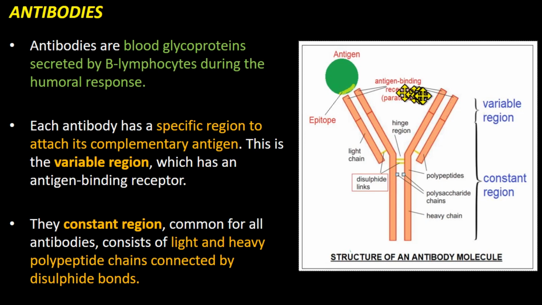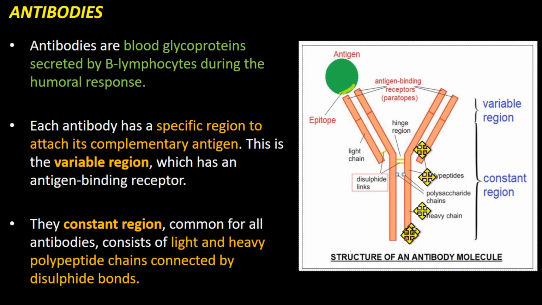This is the variable region. So this has an antigen binding receptor. Again, think of this like an enzyme with a specific active site, like a lock and key mechanism. This part here would be different for each different antigen. So you'd have one for the dengue virus antigen, you'd have one for the cholera antigen, you'd have one for the tuberculosis antigen, and so on.